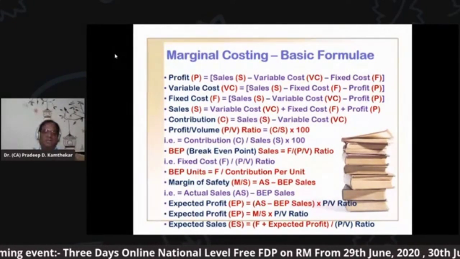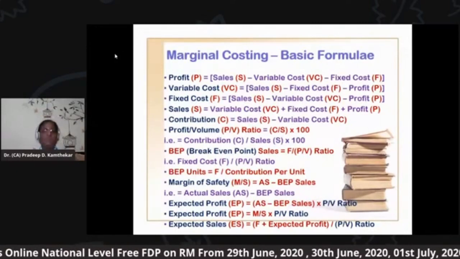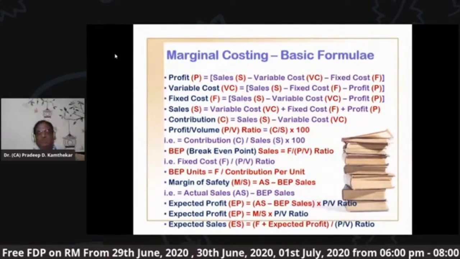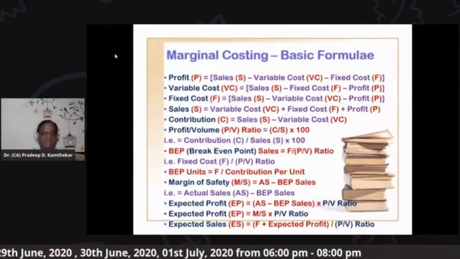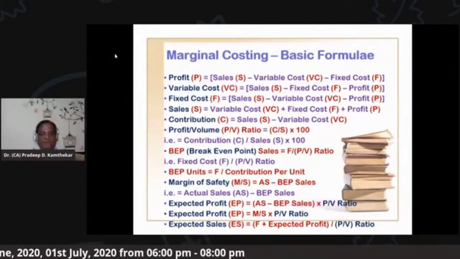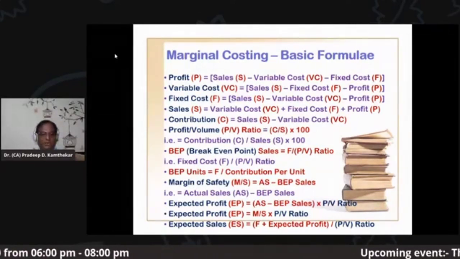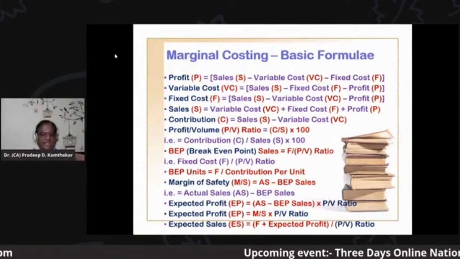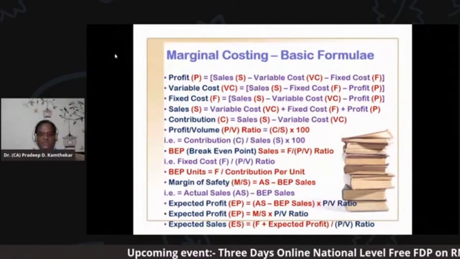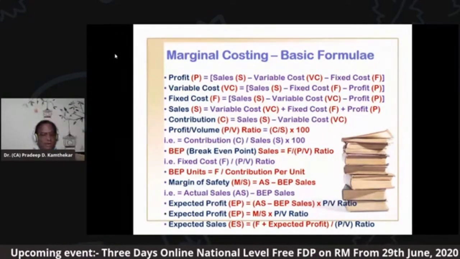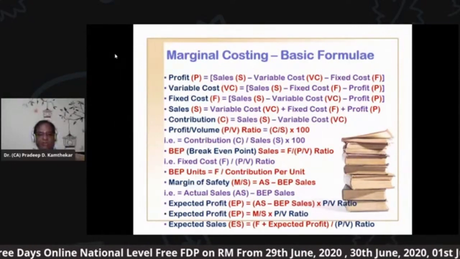Again, this sales you take on the one side and other things you take on the other side. So it will be sales. What is sales? It is total cost plus profit. What is total cost? Variable cost plus fixed cost. So one can say sales is equal to variable cost plus fixed cost plus profit. Now contribution, I said it is sales minus variable cost.